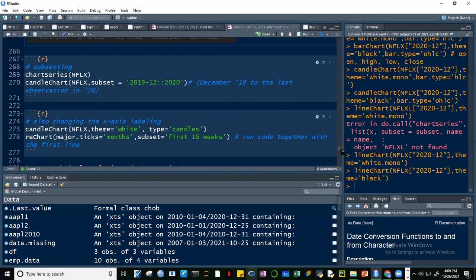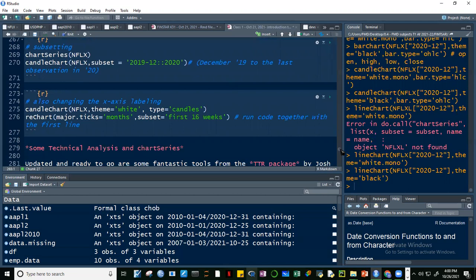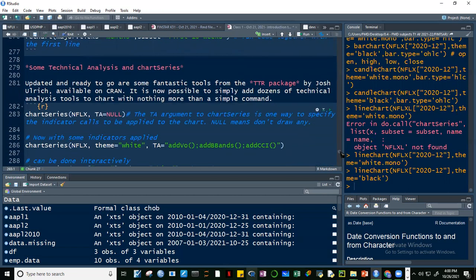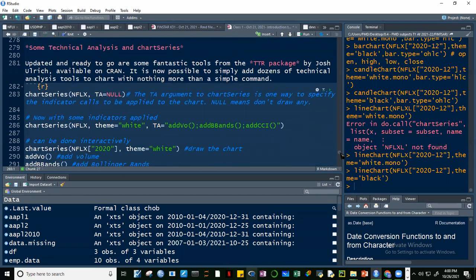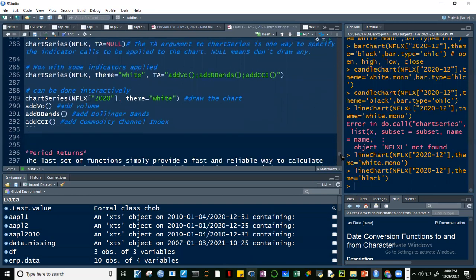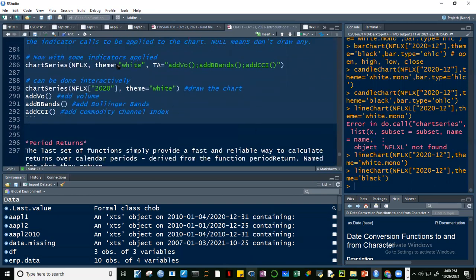Okay, guys, it's already time. May I request you guys to just go over this? What's important here is this one, guys. We're going to go back on this. These are, let's say, Bollinger Bands. This is the commodity channel index. Let me just run this.